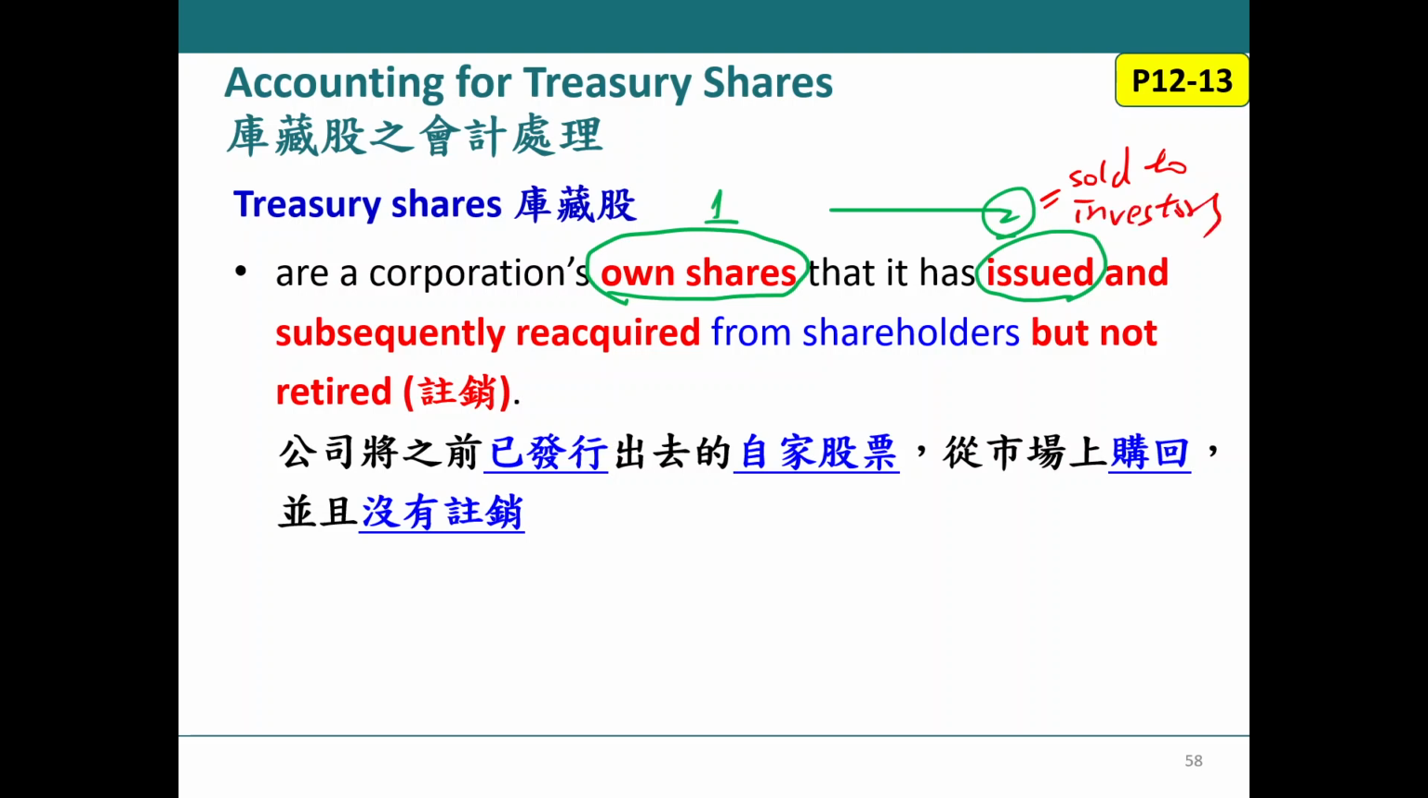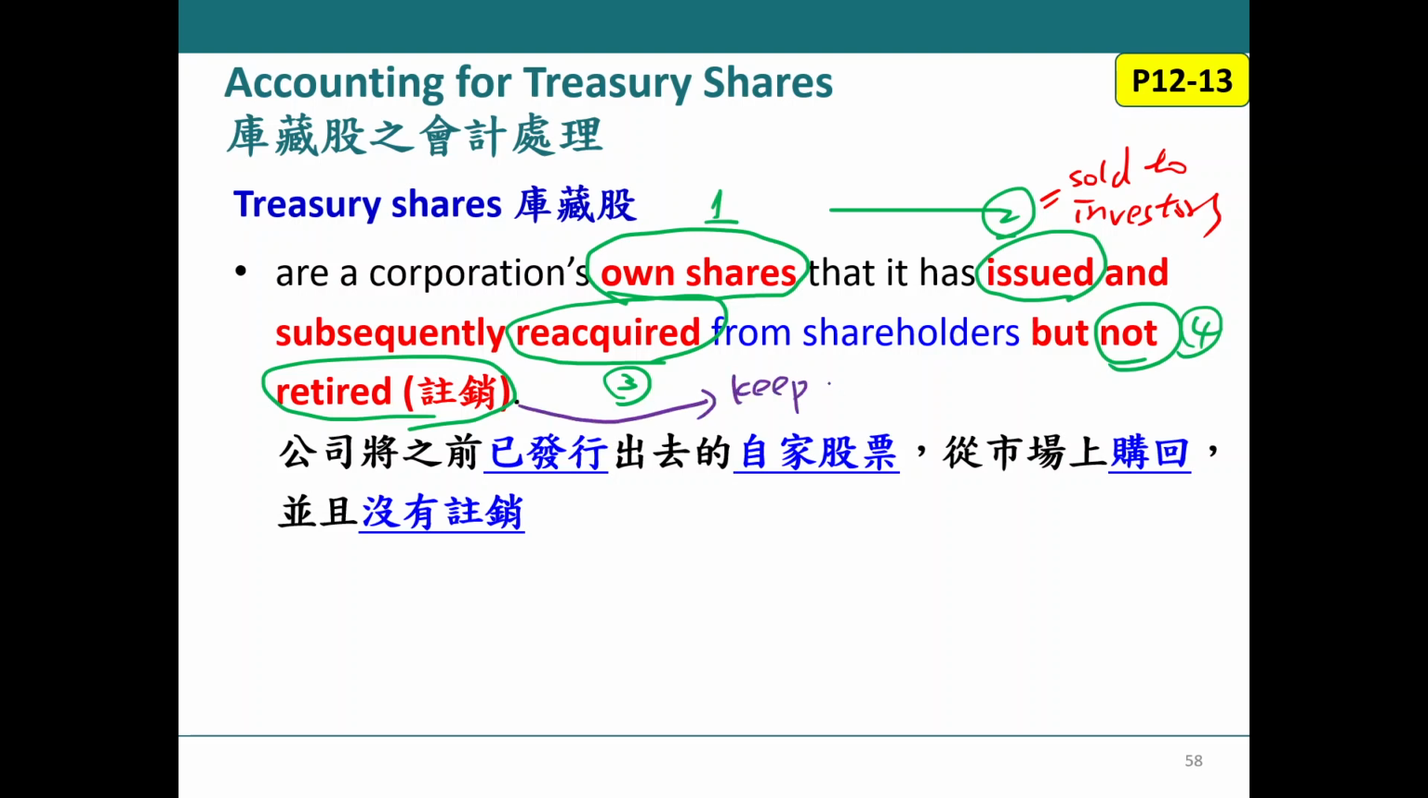Okay? Then later on in the future, you decide to buy back your shares from shareholders. So after you buy back from shareholders, you just keep it in your company, not retire. Not retire means what? Still make it valid. You are going to use it in the future. So you just keep it in the company because in the future you are going to use it. So not retired. Not retire means keep in the company for future use.